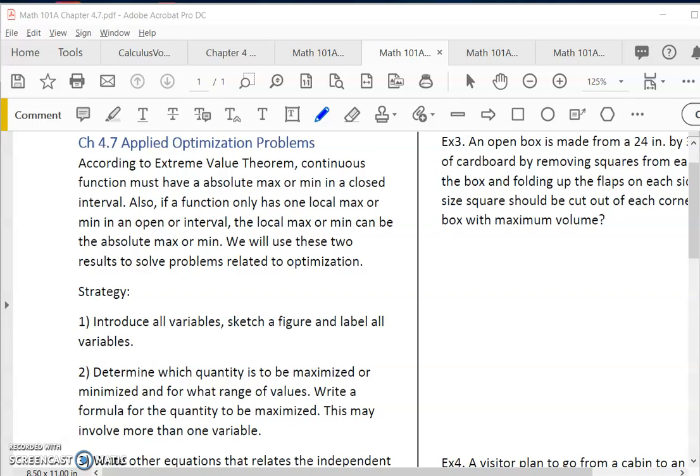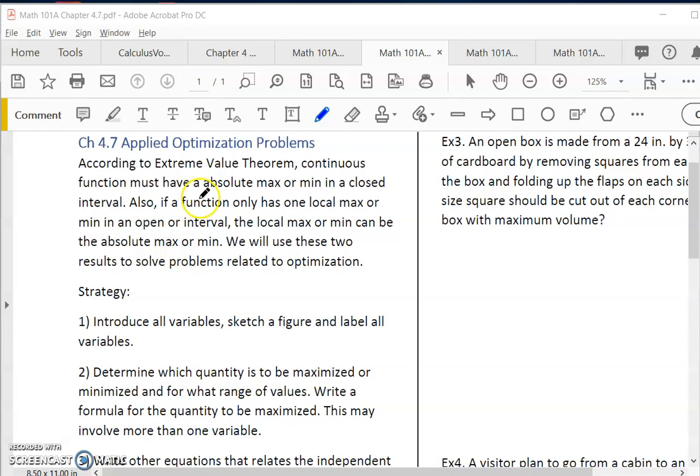So what is the theory behind it? How do I know that a particular value or measurement is a maximum or minimum? There are two approaches to it. One is using the extreme value theorem. In the extreme value theorem, we say a continuous function on a closed interval must have an absolute maximum and minimum. Remember, it's a closed interval.